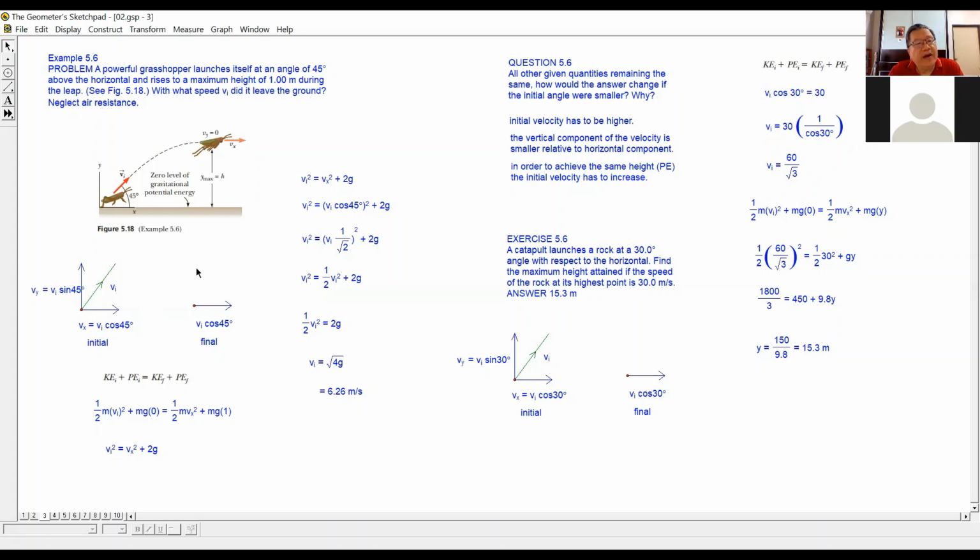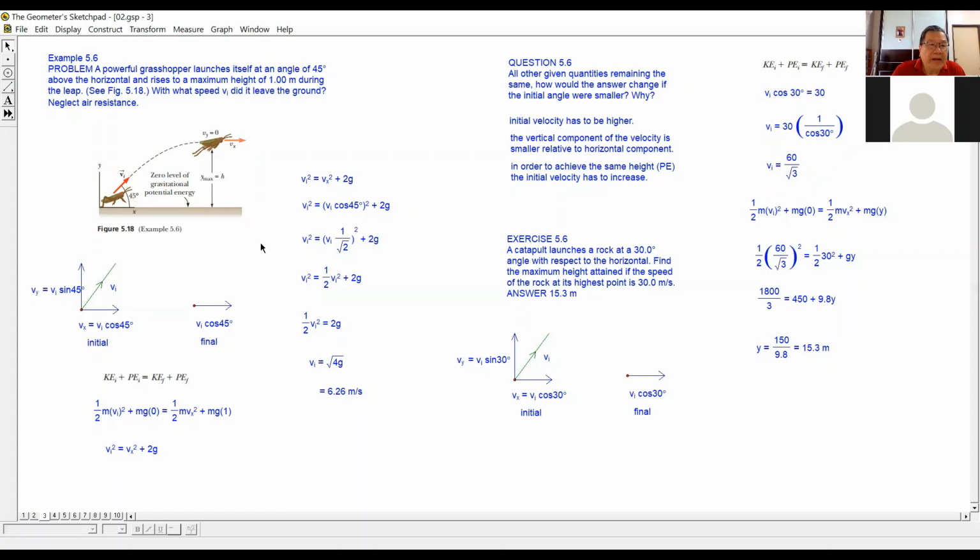Now finally, when it reached the maximum height here, the vertical component is no more, only the horizontal component left. So this is the final situation, when it is at the maximum height.